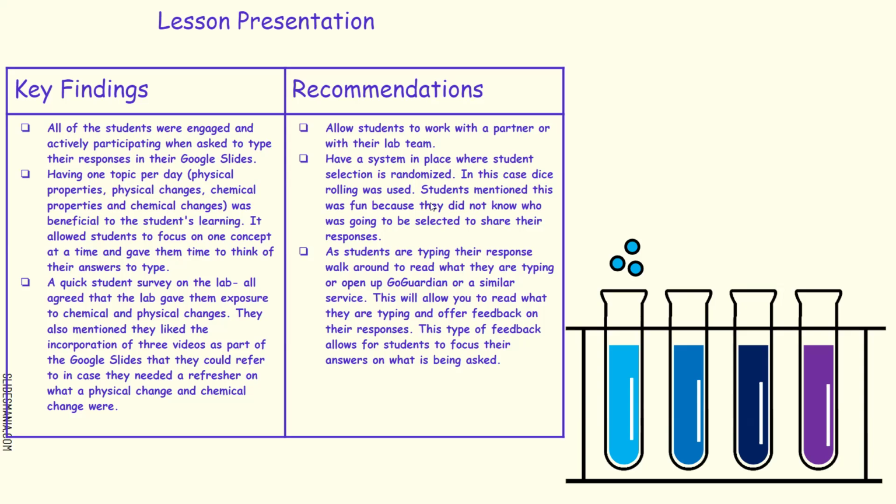And lastly, to keep student accountability, walk around to read what they are typing or open up GoGuardian or a similar service. Our school has access to GoGuardian, so I can just log into my account and see what the students are typing. This way, when a student asks if what they're typing is accurate, you can tell them to focus on this, or remove this, or look at your notes, or look at the video that you recorded.